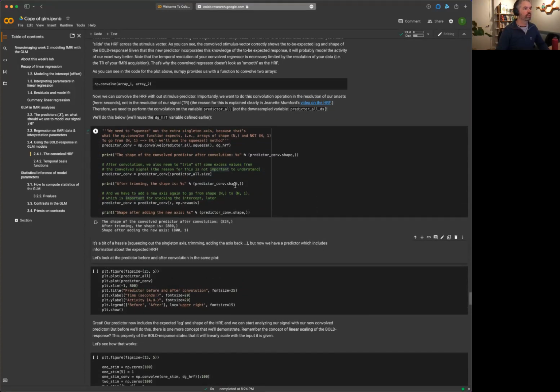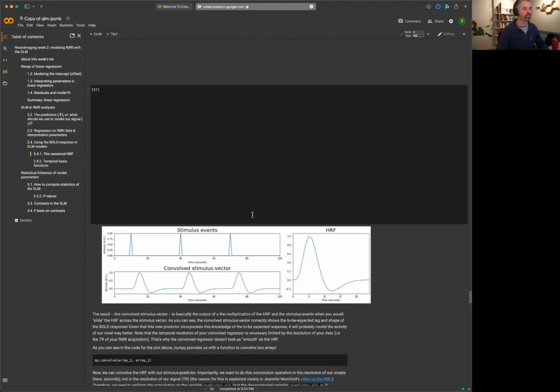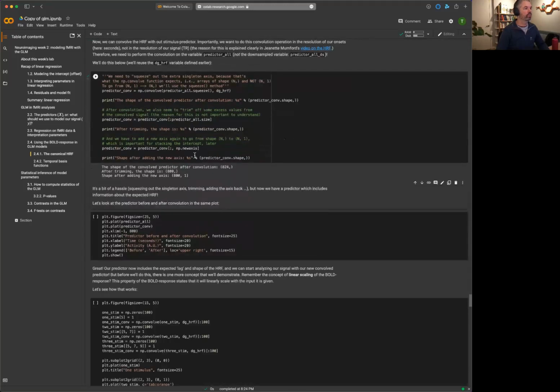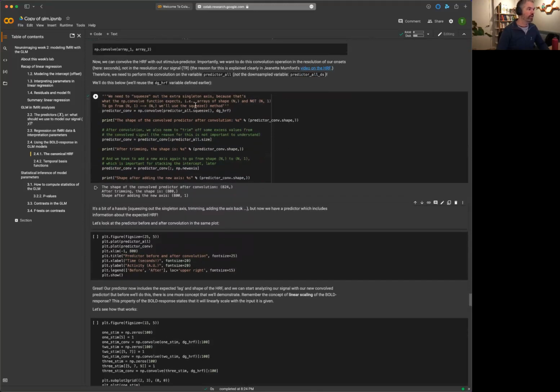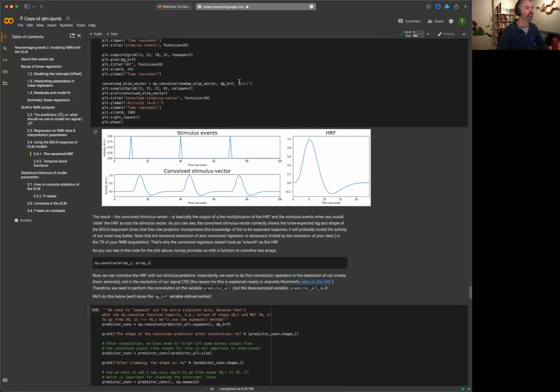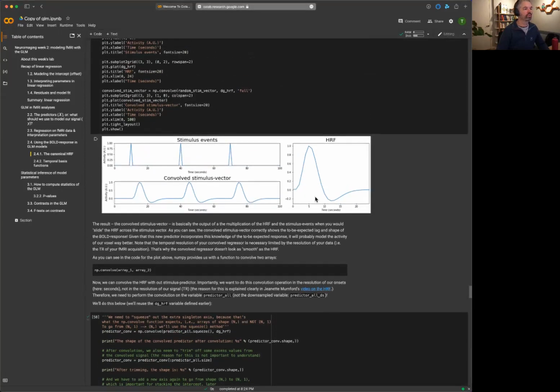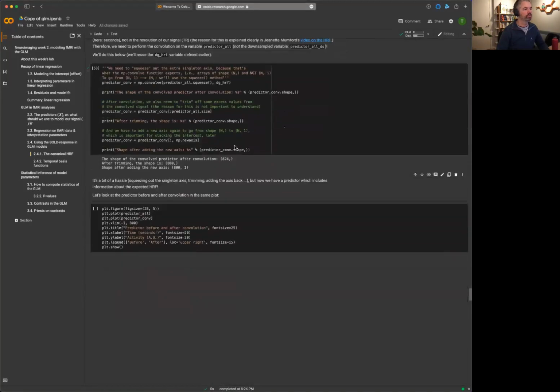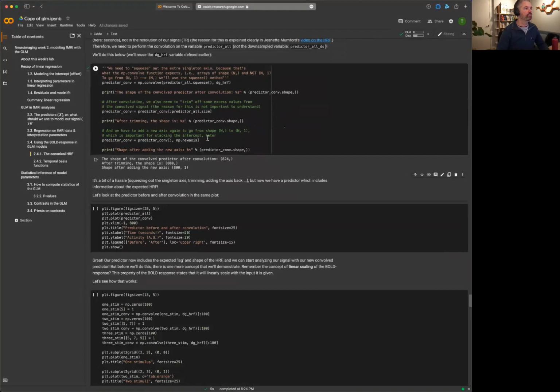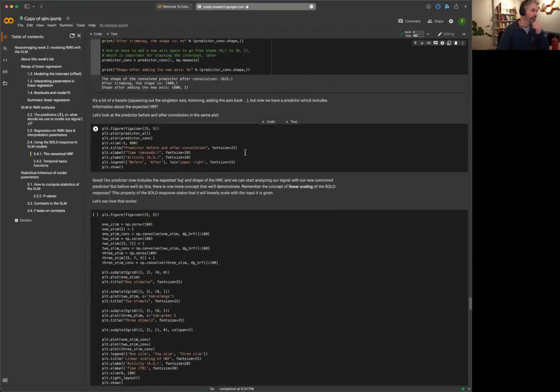Now, because this HRF has a length of 24 time points, if you do this full convolution, the resulting length will be the original length plus 24. And of course, then you have to take those final ones out, and that's what you're doing here, right? You're only taking those values from the convolved predictor where you already had a value in the original predictor.